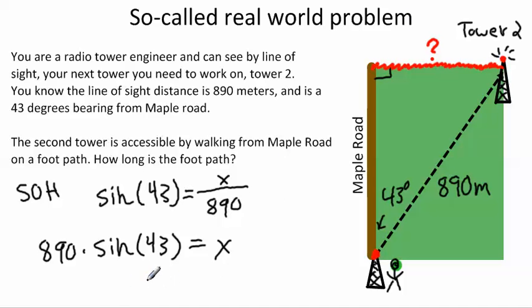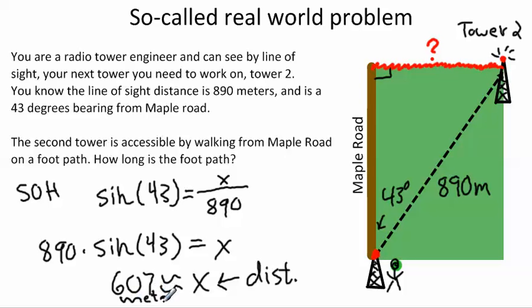So 607 is approximately equal to x, which is the distance. I'll abbreviate dist. Oh yeah. Label your answer meters. Otherwise your instructor will get mad.